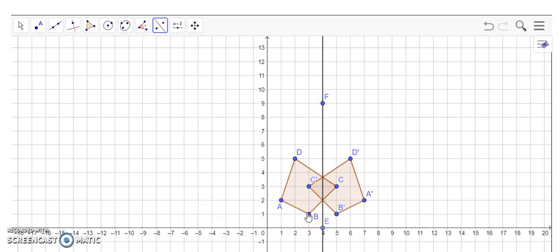So we're always looking at that distance to the line and saying that we're going to go on the opposite side of the line that same distance, and that's going to be our line of reflection.